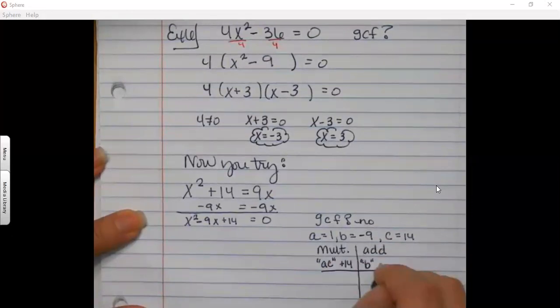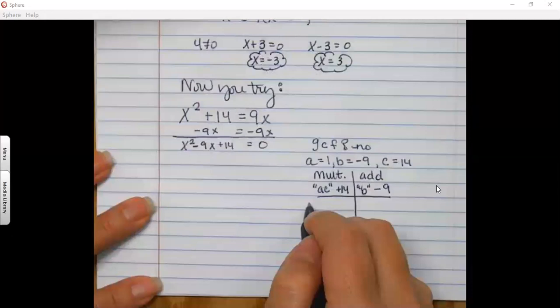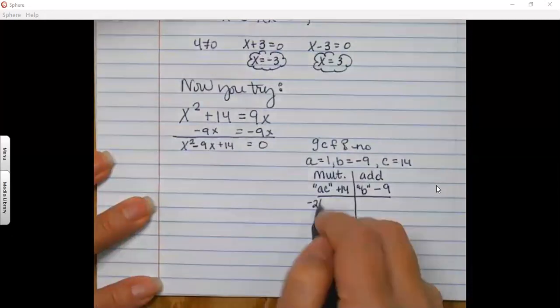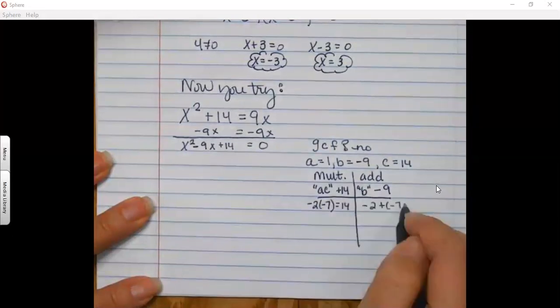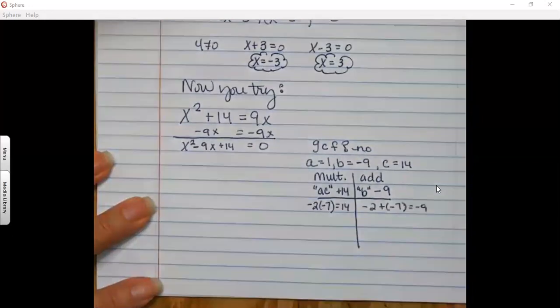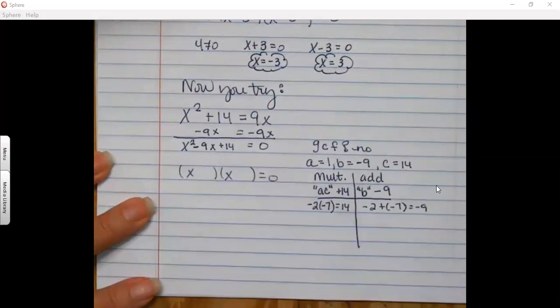Yes. Okay. Negative 2 times negative 7 is positive 14. Negative 2 plus negative 7 is negative 9. Excellent. So I make my two sets of parentheses. X is the variable that we're using in the problem, right? The numbers come from the T-chart. Put a minus 2 in one set and a minus 7 in the other.